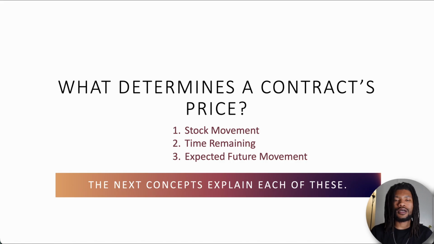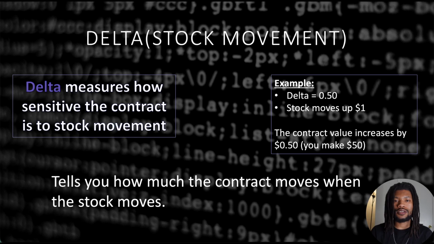So what determines a contract's price? Well, there are a few things that determine a contract's price, and that's stock movement, time remaining, and expected future movement. Let's get into it. So delta, which is basically the stock movement, measures how sensitive the contract is to the stock moving. So delta just tells you how much the contract value moves when the stock moves. For example, if you buy a contract with a delta of 0.5 and the stock goes up $1, then your contract value will go up by 0.5.